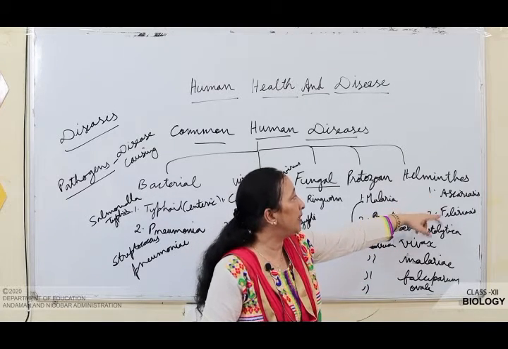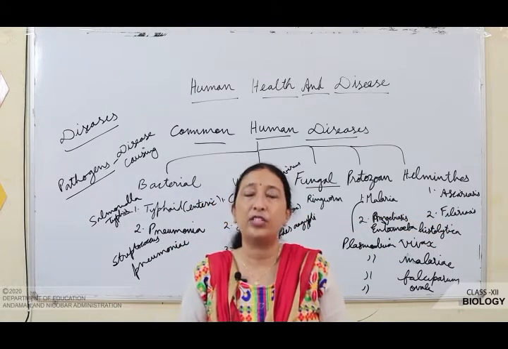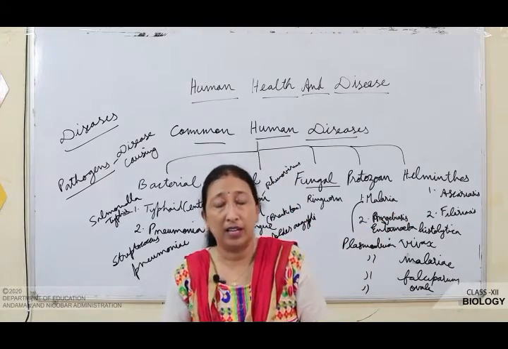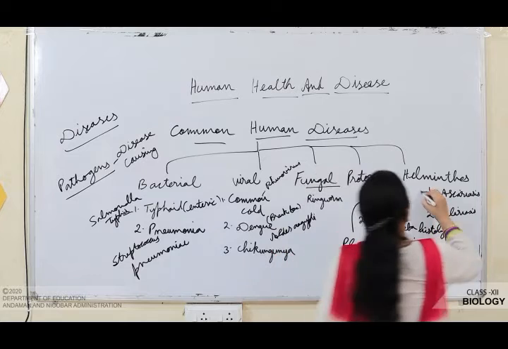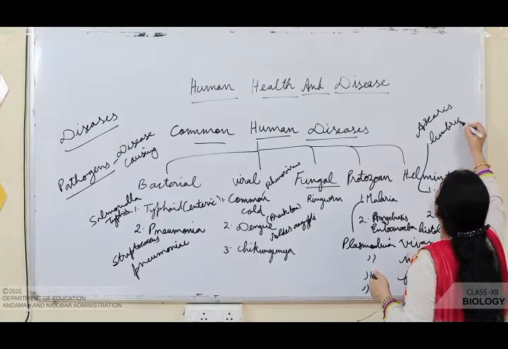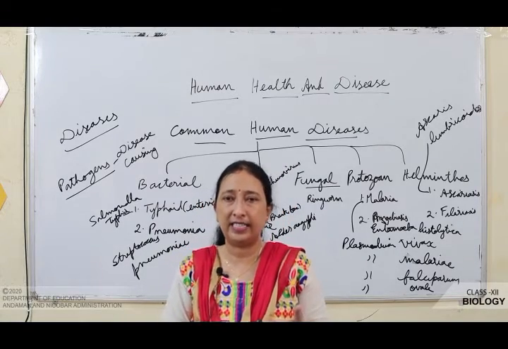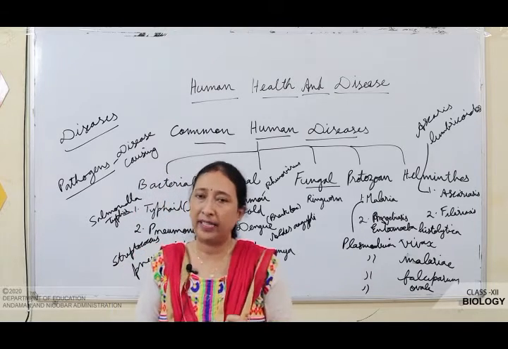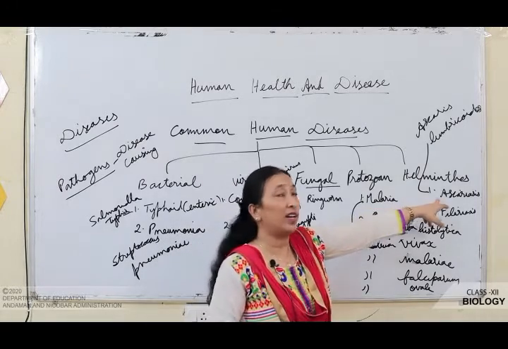Then next we come to helminths. Two helminth diseases are mentioned, Ascariasis and Filariasis. The causative agent for Ascariasis is Ascaris lumbricoides, that is the roundworm. The site of infection is the intestine. Mode of transmission is contaminated food and water, and the symptoms are abdominal pain, vomiting, headache, irritability, diarrhea. These are the symptoms for Ascariasis.